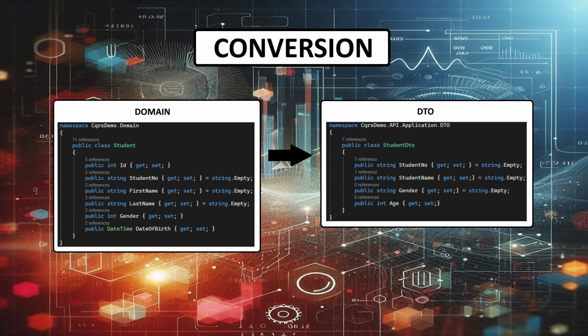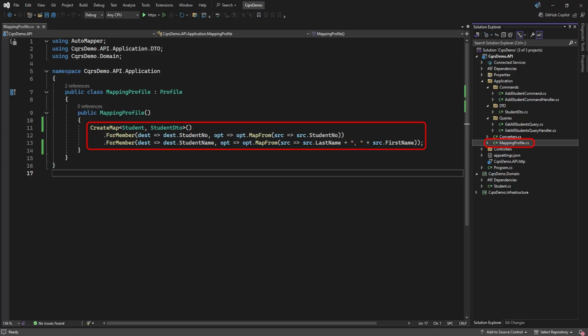We need to create an Automapper profile to project the domain model to the DTO model. In the mapping profile class we created earlier, we add a profile using CreateMap. We give it the source object, in this case Student, and the destination object, the StudentDTO. Then for a member in the destination object, we can map a property from the source object. In the first instance, we just do a straight mapping from student number to student number. In the second mapping, we want our DTO to hold the full name of the student. So from the source object, we concatenate the last name and first name.